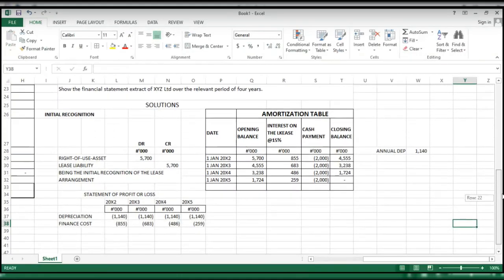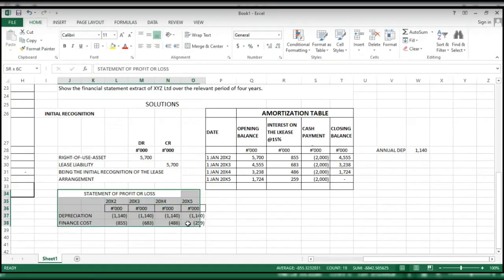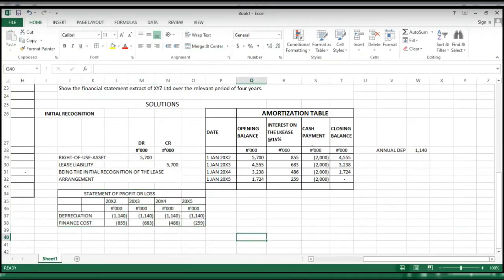So this is how lease is computed: the amortization table, the first initial entry, what will go to the statement of profit or loss over the life of the lease, and all the other calculations that we need to do. So that will be all for today. Tomorrow we will start from there, and then I hope we will complete it tomorrow.